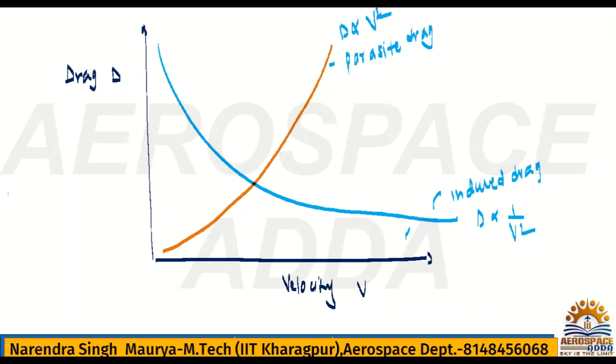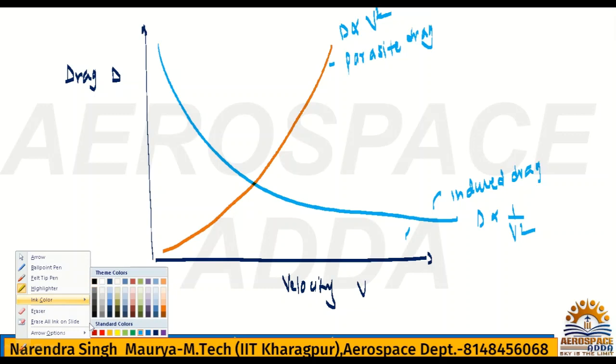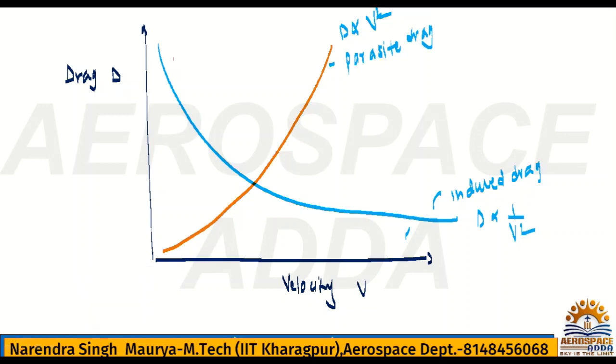Nice. So where is the resultant of this? The resultant will be somewhat here. This will be the resultant. If you draw properly, you will get it like this. So in this case, this is the resultant of parasite and induced drag. This will be the total drag.